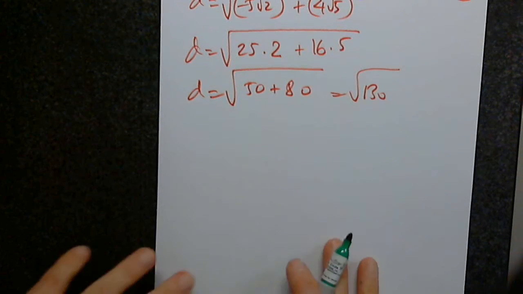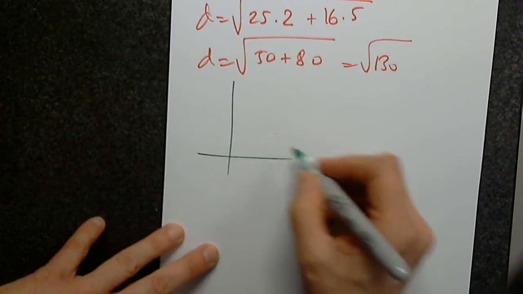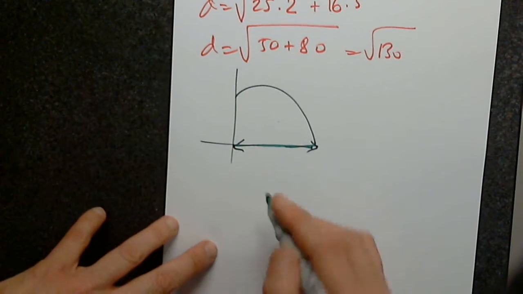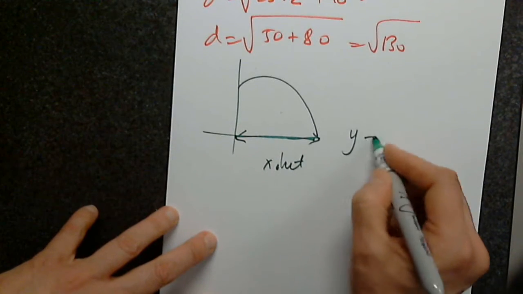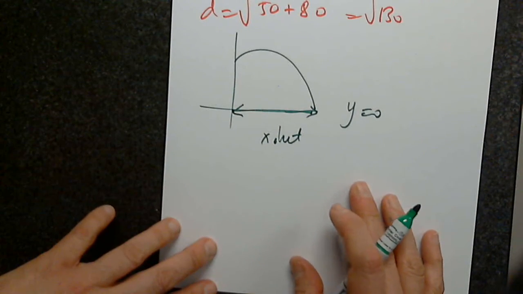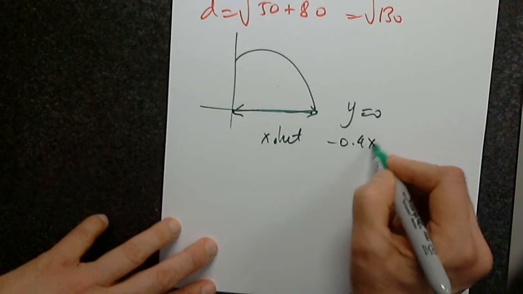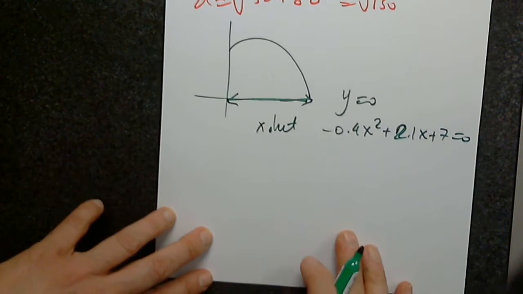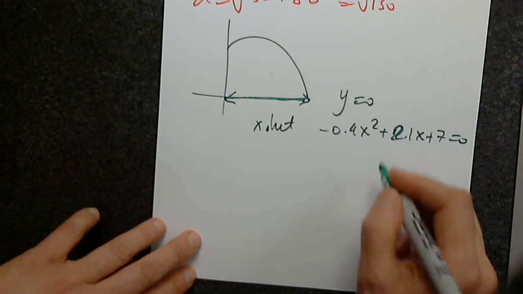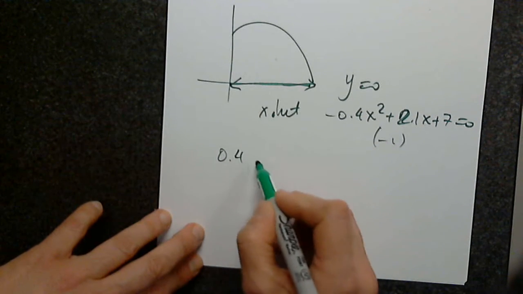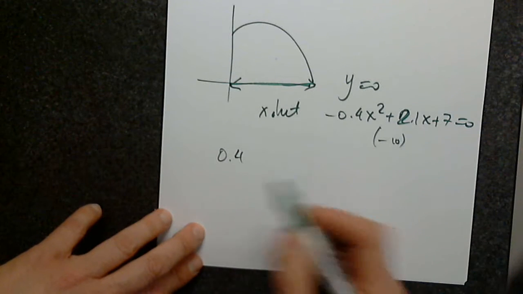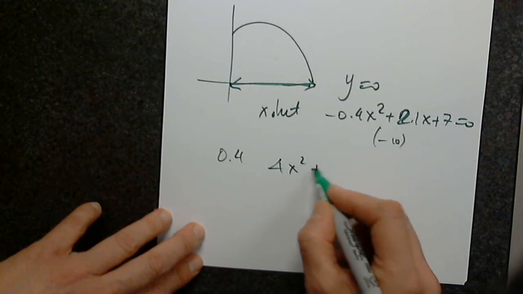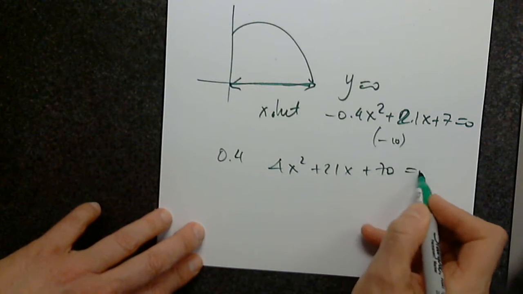Yes, we have to. So here's the graph, right? You want to determine this piece, which is the x-intercept. So you have to set y equal to 0. Negative 0.4 x squared plus 2.1 x plus 7 equals 0. I will multiply by negative 10 and get 4x squared plus 21x plus 70 equals 0.